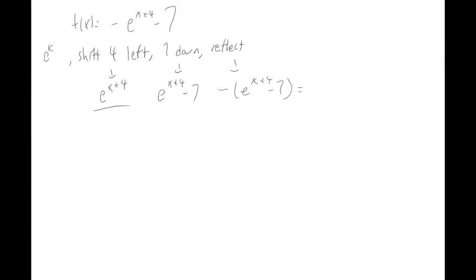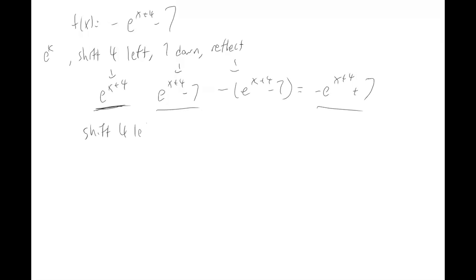So what you graphed, if you do it in this order, is actually negative e to the x plus 4 plus 7. So you see the order matters. Sometimes order doesn't matter, sometimes it matters. You just have to check what equation you get at the end. So in this case, this will work.